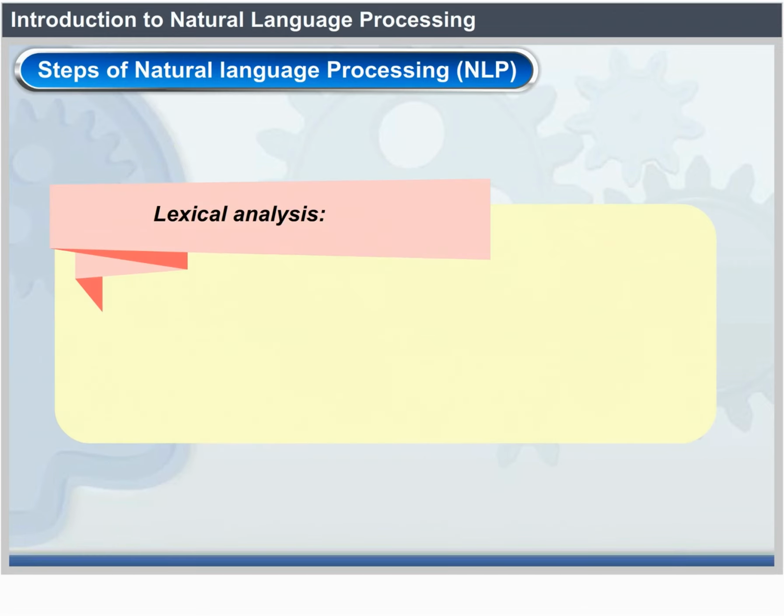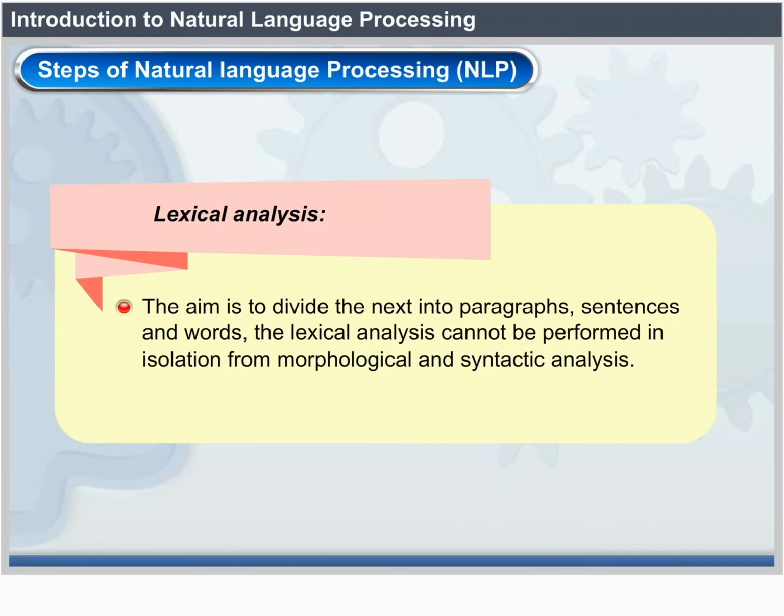Lexical analysis. The aim is to divide the text into paragraphs, sentences, and words. Lexical analysis cannot be performed in isolation from morphological and syntactic analysis.